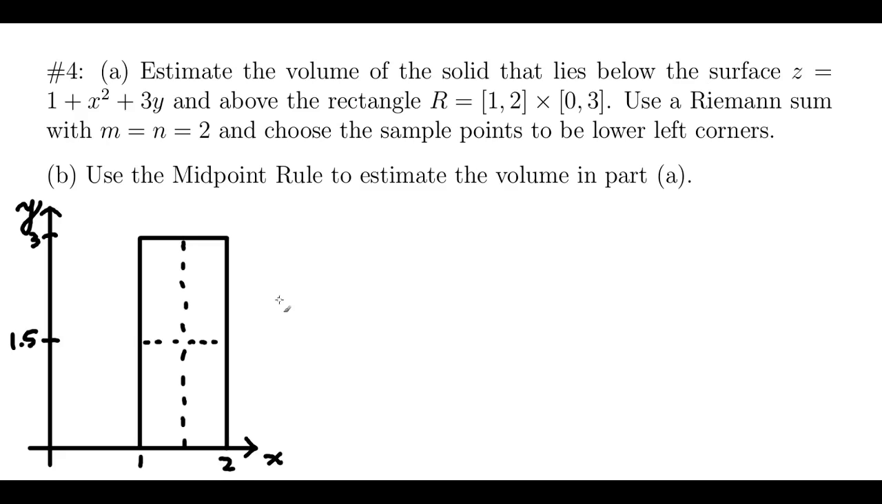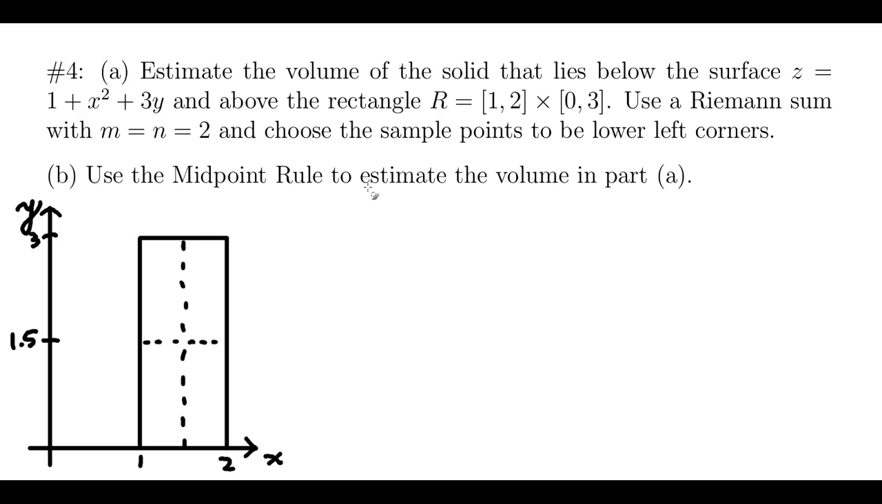Exercise number 4 from the textbook asks us to estimate a volume using a somewhat crude Riemann sum. We want to find the volume of the solid that lies below the surface z equals 1 plus x squared plus 3y, and above the rectangle R, which is the Cartesian product of the intervals from 1 to 2 and from 0 to 3. We're told to use a Riemann sum with m equal to n equal to 2 and choose the sample points to be lower left corners.